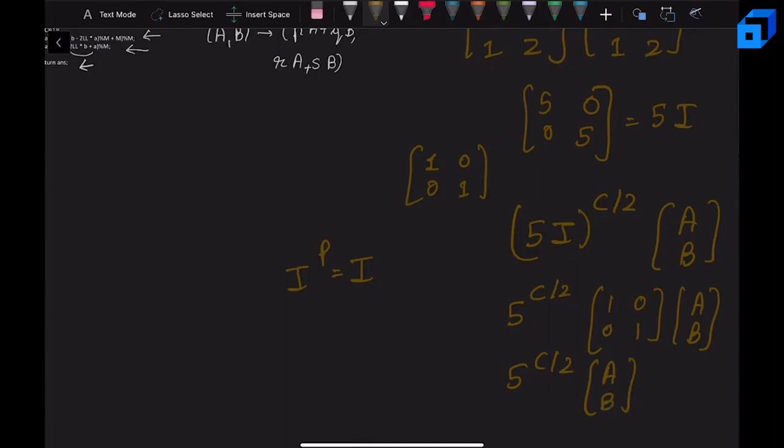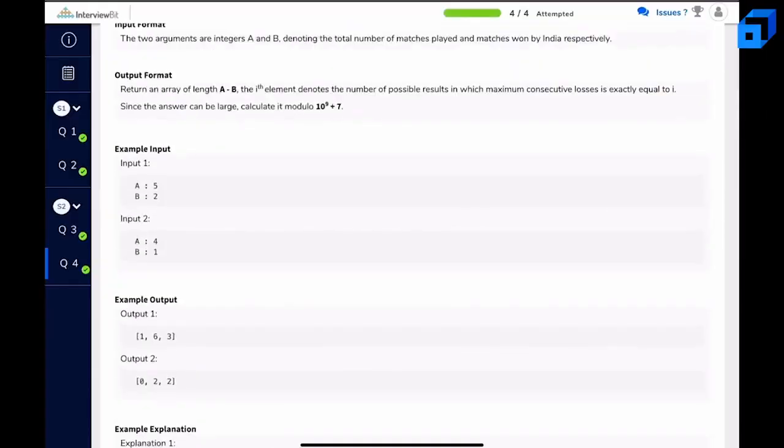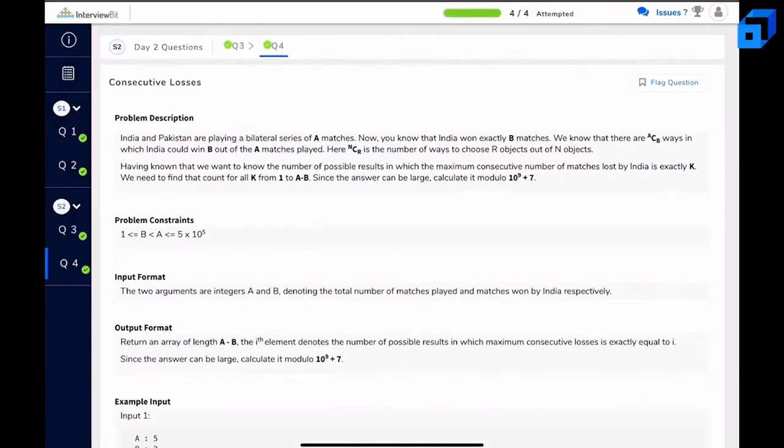So now let's look at the second problem, the hard problem. India and Pakistan are playing a bilateral series of A matches. Now you know that India won exactly B matches. We know that there are A C B ways in which India could win B out of the A matches played. Here N C R is the number of ways to select R objects out of N objects. Having known that, we want to know the number of possible results in which the maximum consecutive number of matches lost by India is exactly K.